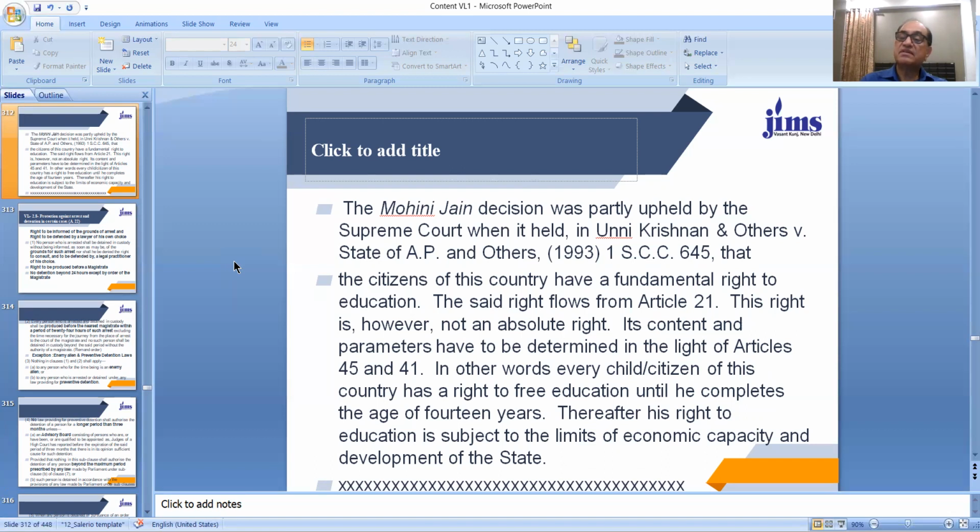In other words, every child, every citizen of this country has a right to free education until he or she completes the age of 14 years. Thereafter, his right to education is subject to limits of economic capacity and development of the respective states. So, dear students, this is all about the Right to Education and the Right to Education Act of 2009.